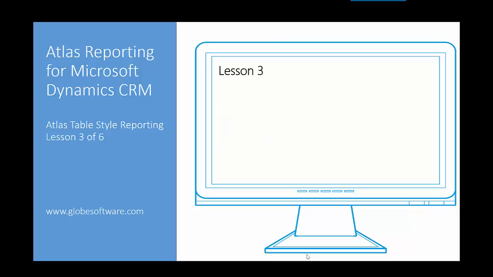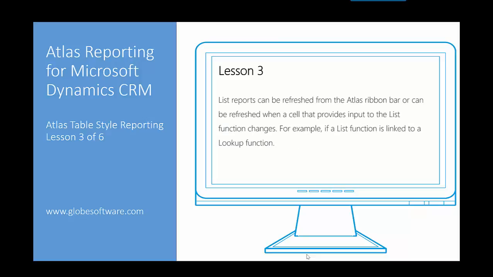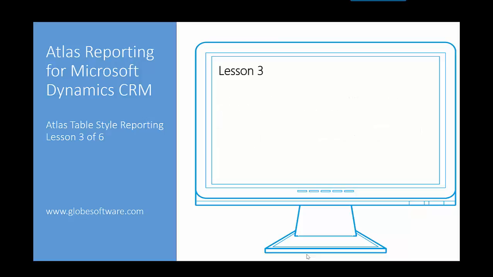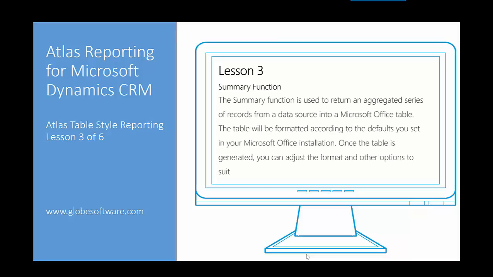List reports can be refreshed from the Atlas ribbon bar or can be refreshed when a cell that provides input to the list function changes. For example, if a list function is linked to a lookup function, the information represented within will change when the lookup value changes. Summary. The summary function is used to return an aggregated series of records from a data source into a Microsoft Office table.